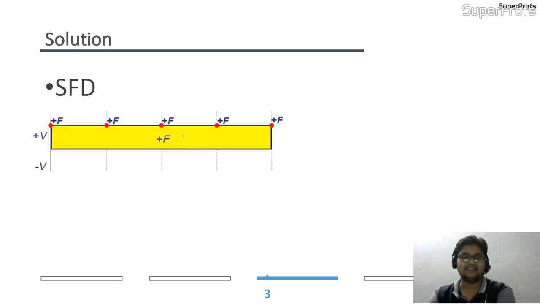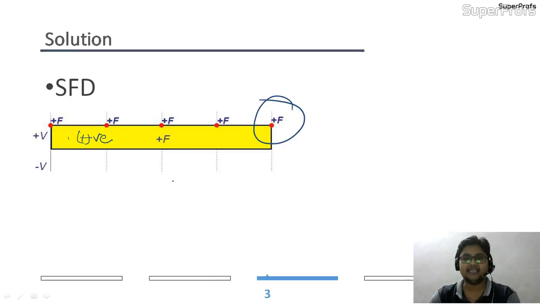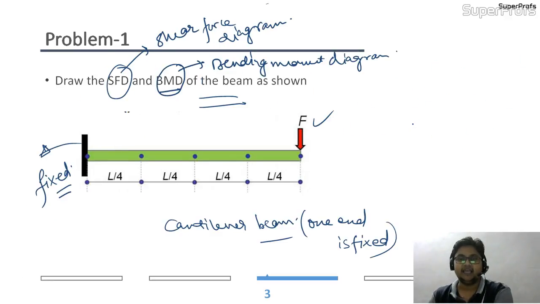This is my final answer, and here you can see that always a positive shear force is acting in the beam, and the magnitude is F only, that is equal to the external load which I showed you earlier, which is nothing but P. So in the question itself you can see that F force was acting, so shear force will be constant throughout this beam.